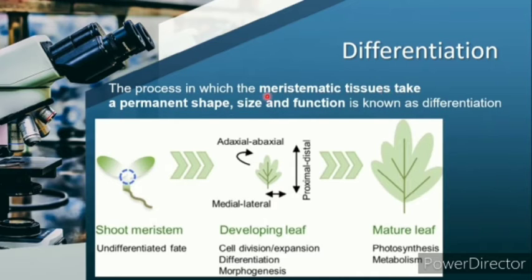So here is a definition. The process in which the meristematic tissue takes a permanent shape, size and function is known as differentiation. So the leaf has its own shape, size and its own function to perform. Likewise, any meristem will get converted into some specialized structures. It can be the fruit, the leaf, the branches, or the flower as well. So this process of meristematic tissue getting converted to permanent tissue is known as differentiation, and this is how the permanent tissues are formed.